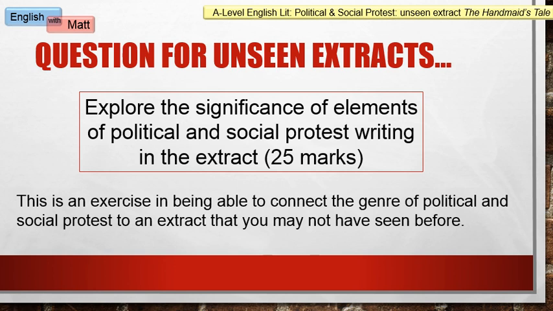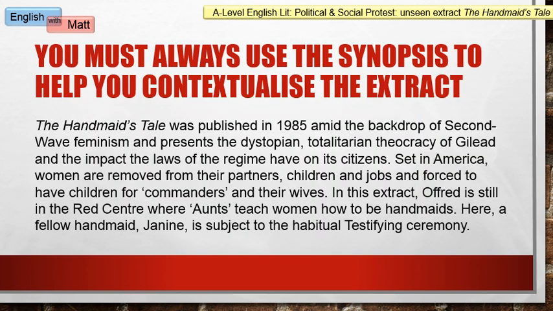Once you've understood the question, the next thing to look at on your page is the synopsis, which is a small paragraph that the examiner will write for you at the top of the extract. And it's really, really important to read this and highlight this, because this can help really contextualize the extract for you. So why wouldn't you use it?